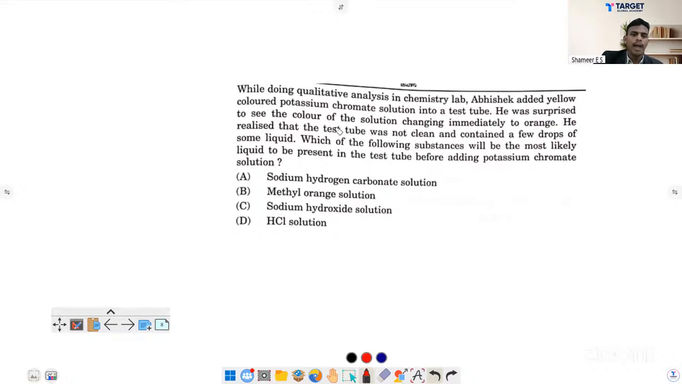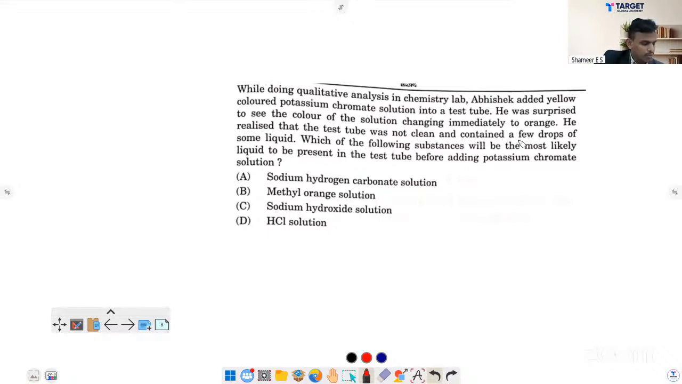Okay, while doing the qualitative analysis in chemistry lab, Abhishek added yellow colored potassium chromate solution into a test tube. He was surprised to see the color of the solution changing immediately to orange. Okay, so potassium chromate is changing to potassium dichromate. He realized that the test tube was not clean and contained a few drops of some liquid.